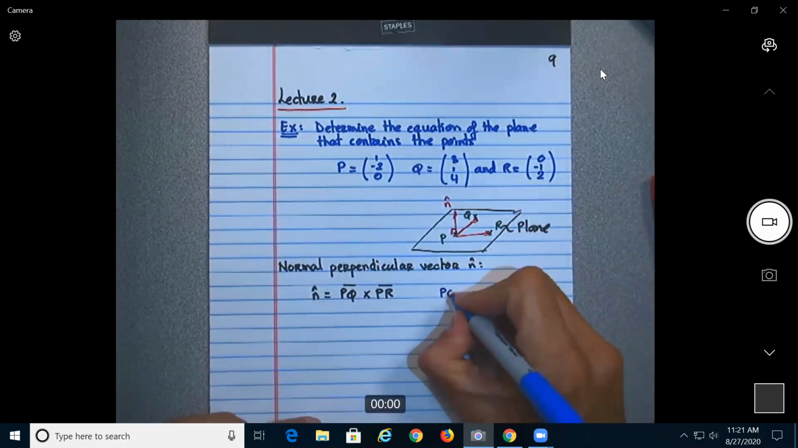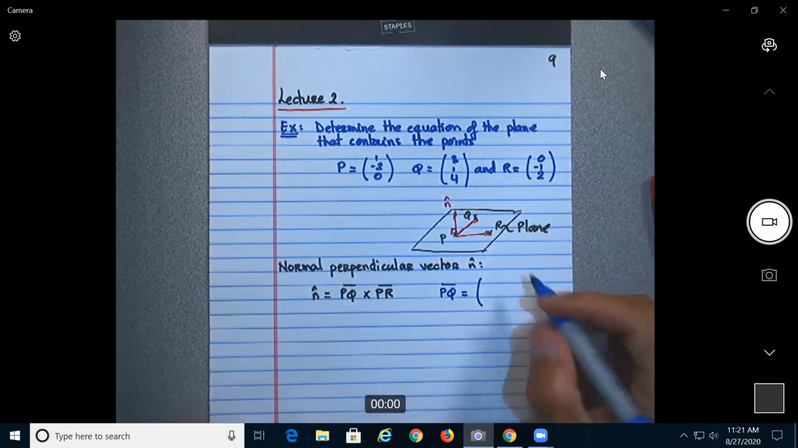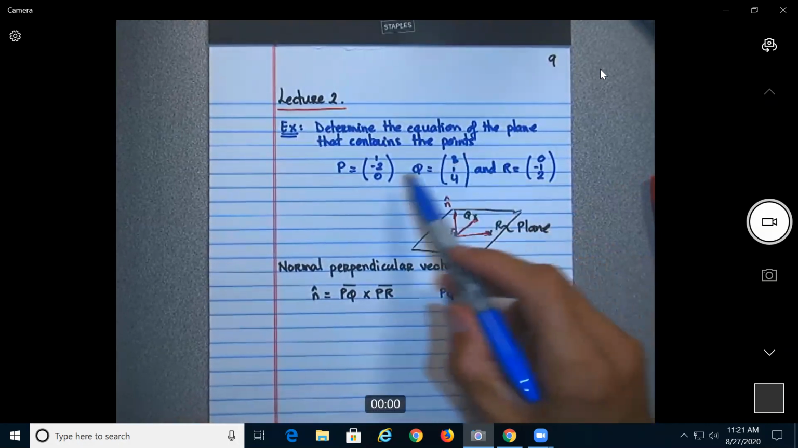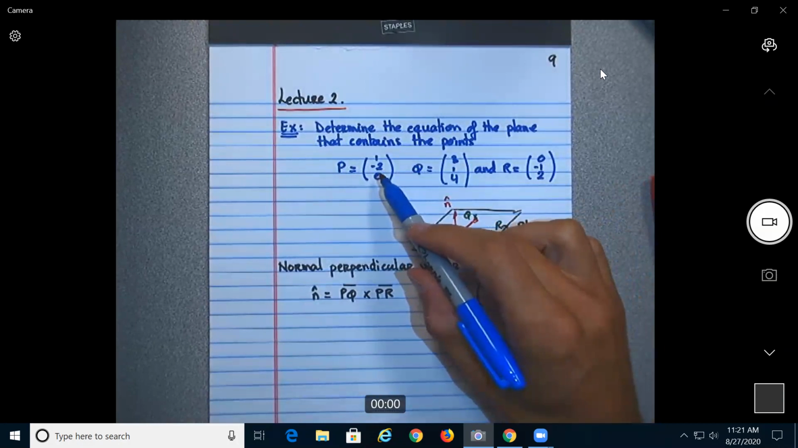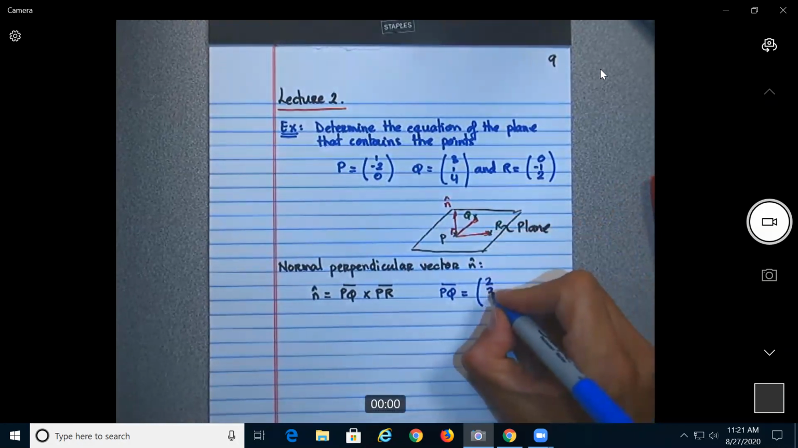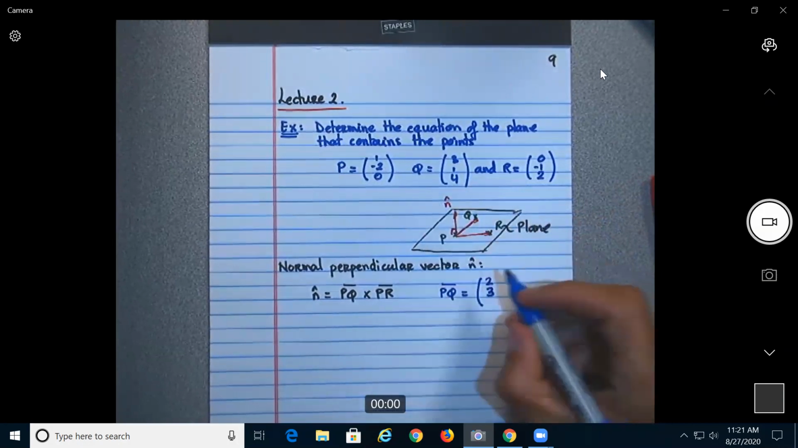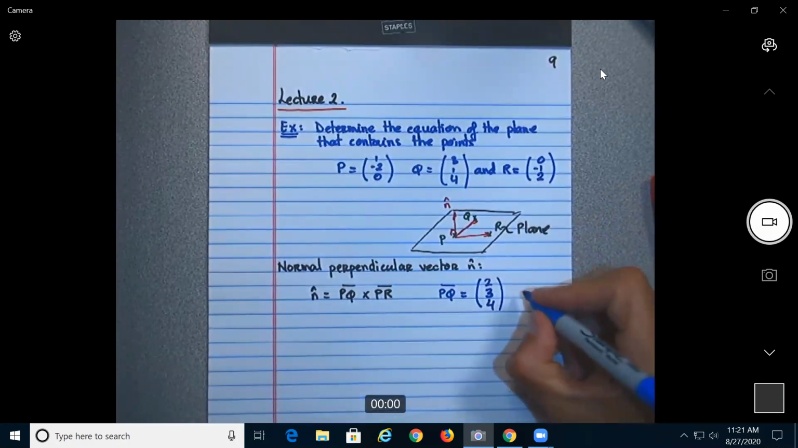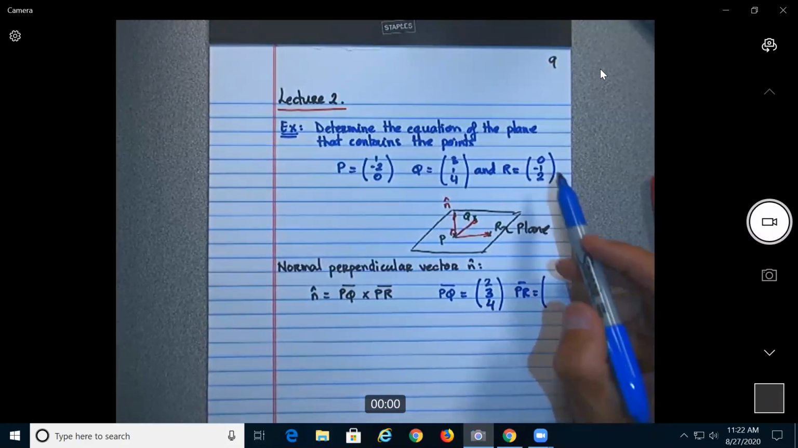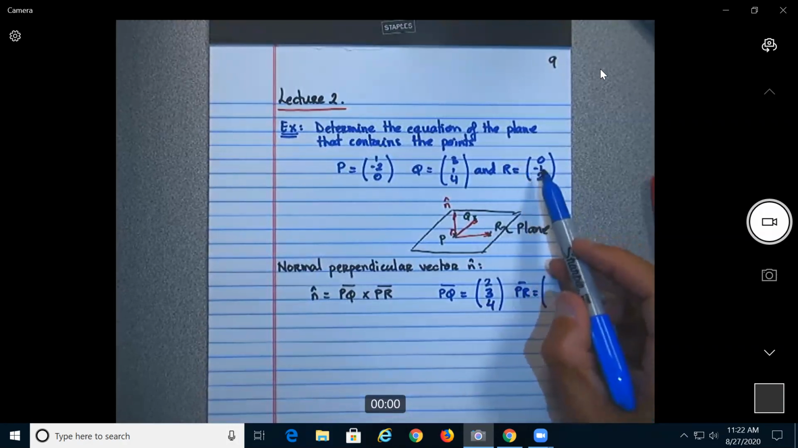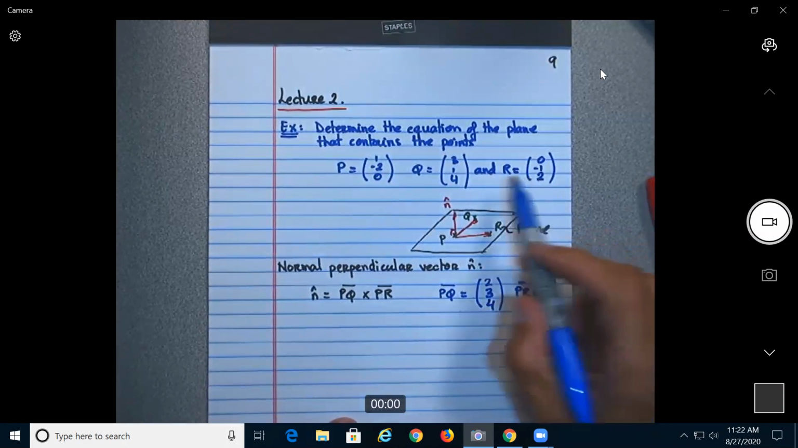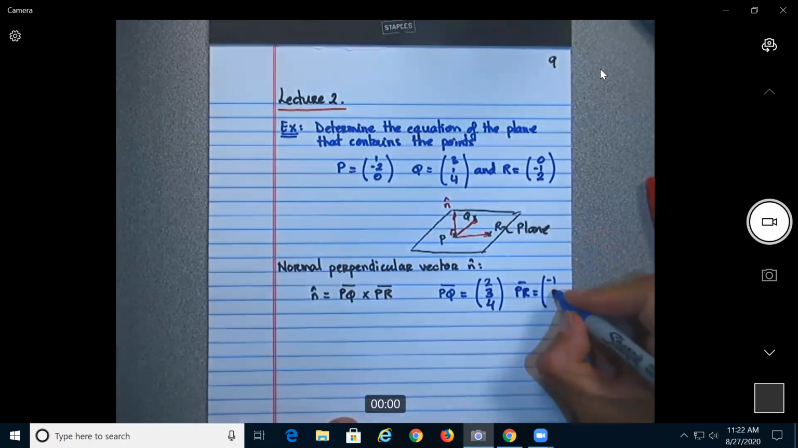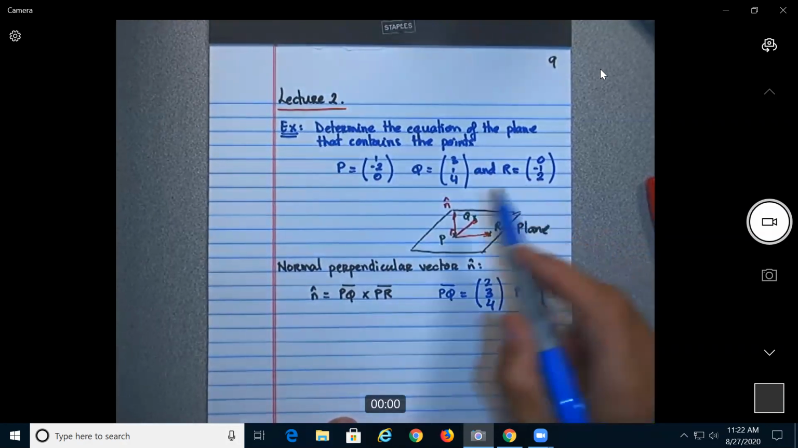Okay, so what would be PQ? PQ will be equal to 3 minus 1, 2, 1 minus 2, 3, and 4 minus 0, 4. And PR, similarly, would be equal to what? 0 minus 1, negative 1, minus 2 will be plus 1, and 2 minus 0 should be 2.